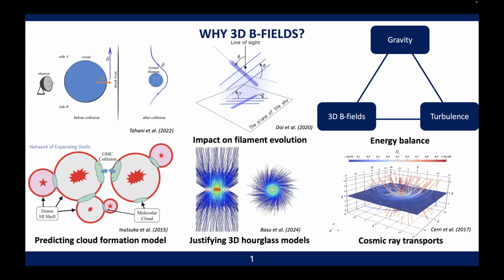So far we can see that studying the 3D magnetic field is really important to understand its role in star formation processes. From the large scale, like the molecular cloud scale, the study of the 3D magnetic field is really important to predict the cloud formation scenario, as well as to understand its impact on the evolution of the filament. Toward the smaller scale, we can use the 3D magnetic field to justify our cloud shape model. And if we have the 3D magnetic field information, we can compare the energy balance between the 3D magnetic field, turbulence, and gravity, so that we can understand further their role in star formation processes.